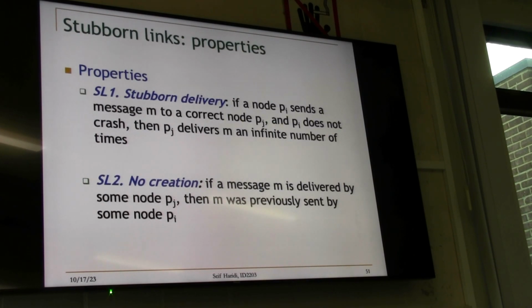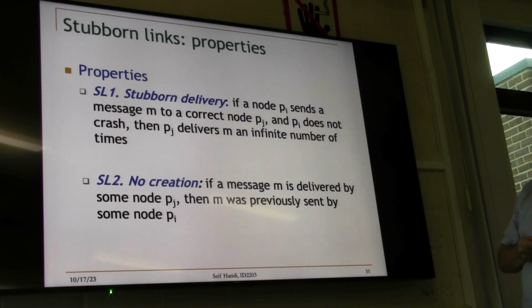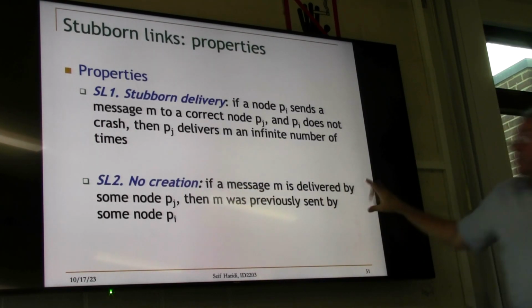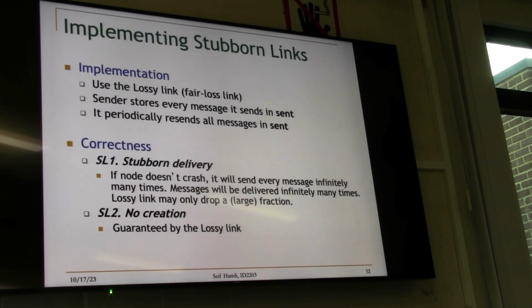Stubborn delivery: if a node sends a message to a correct node, and p_i, the sender node, does not crash, then it delivers an infinite number of times. And then there's the no creation property, which is similar to no creation in the fair loss. Okay? So it's pretty straightforward what these are, right? We have a safety, a liveness, and a safety property. But now we write some code. Okay? So first the intuition, and then we'll give the code.